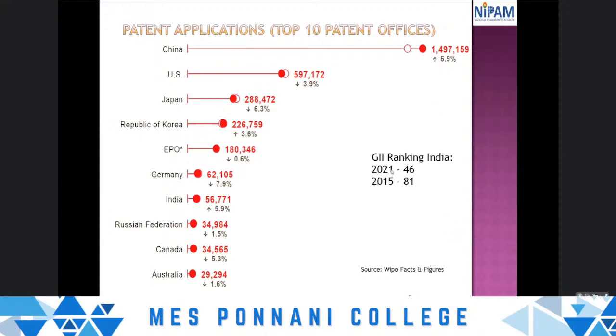Recently it was in the news that in the Global Innovation Index ranking, India has improved to 46th position as per 2021. And you can see that in 2015, India was at the 81st position. So slowly and steadily the improvement is taking place. However, we still have a long way to go to get to the top, right? So certainly you need to be more and more aware about innovation and the ways in which you can protect your innovation.